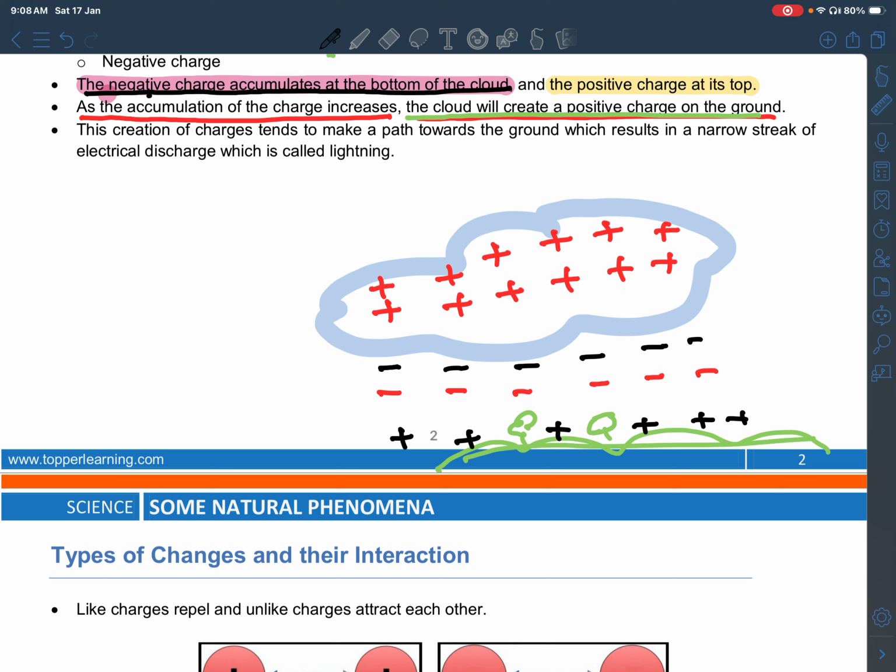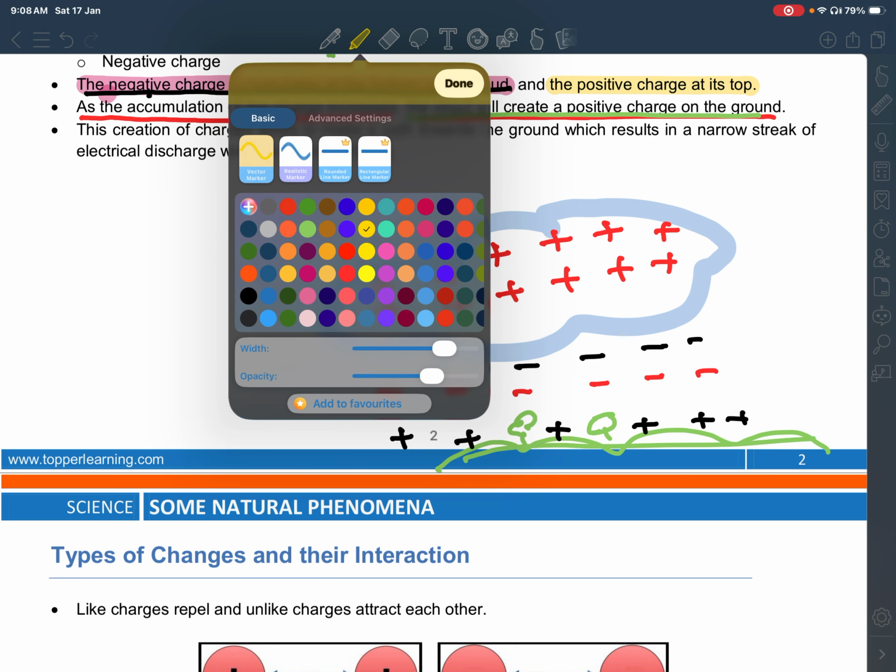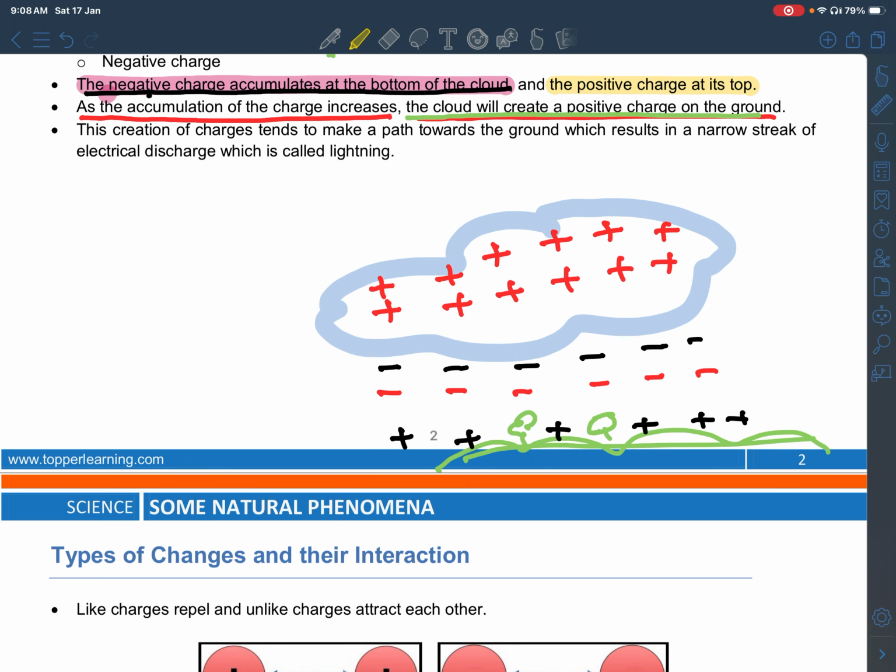Now once again, the negative charge accumulates at the bottom of the cloud and positive charge at the top. Next. Okay. So this creation of charges, once again, the negative charge accumulates at the bottom of the cloud, positive charge at its top.